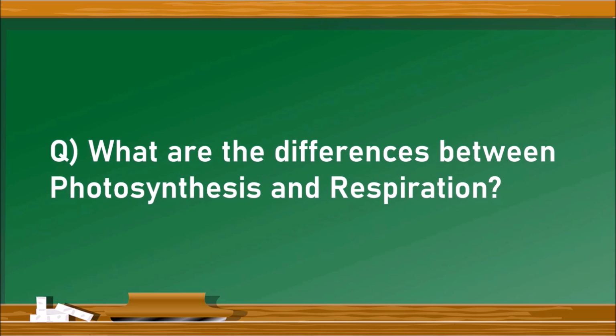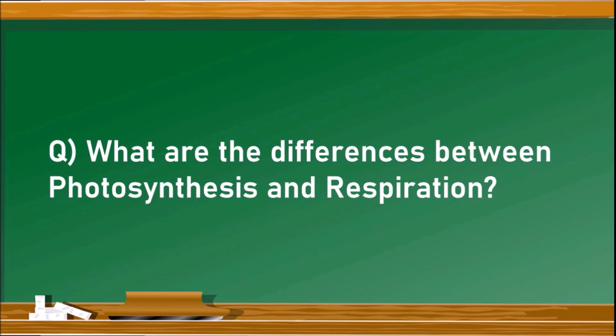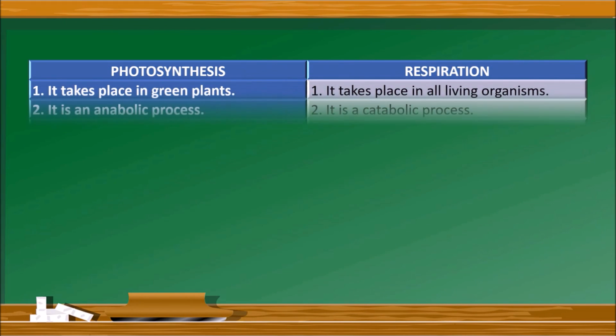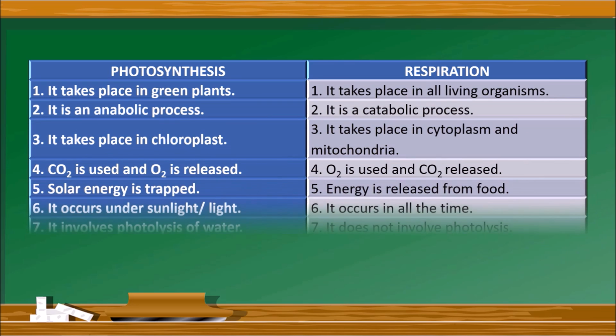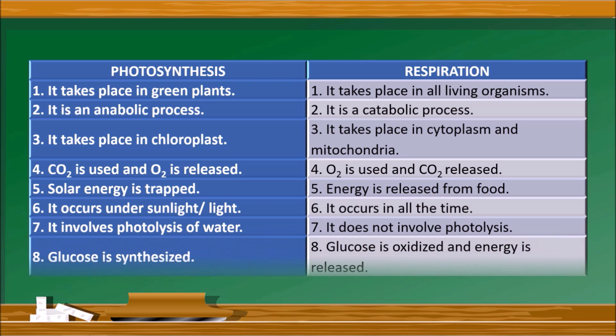What are the differences between photosynthesis and respiration? Again, let us draw a table with photosynthesis and respiration. The first point is, photosynthesis takes place in green plants, whereas respiration takes place in all the living organisms, including the green plants, animals, everything. Photosynthesis is an anabolic process, whereas respiration is a catabolic process.